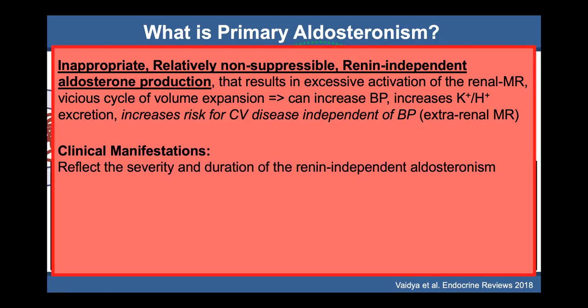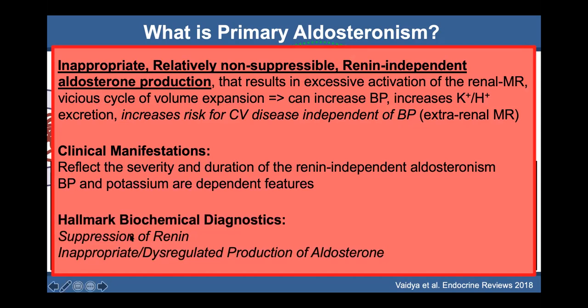The clinical manifestations of primary aldosteronism reflect the severity and duration of this renin-independent aldosterone production. It's important to note that one need not have resistant hypertension or hypokalemia. Patients with primary aldosteronism may have normal blood pressure, mild blood pressure elevation, or even normal kalemia, because as I just showed you, both blood pressure and potassium are dependent features. They depend on how much sodium is being delivered to the distal nephron at that moment.